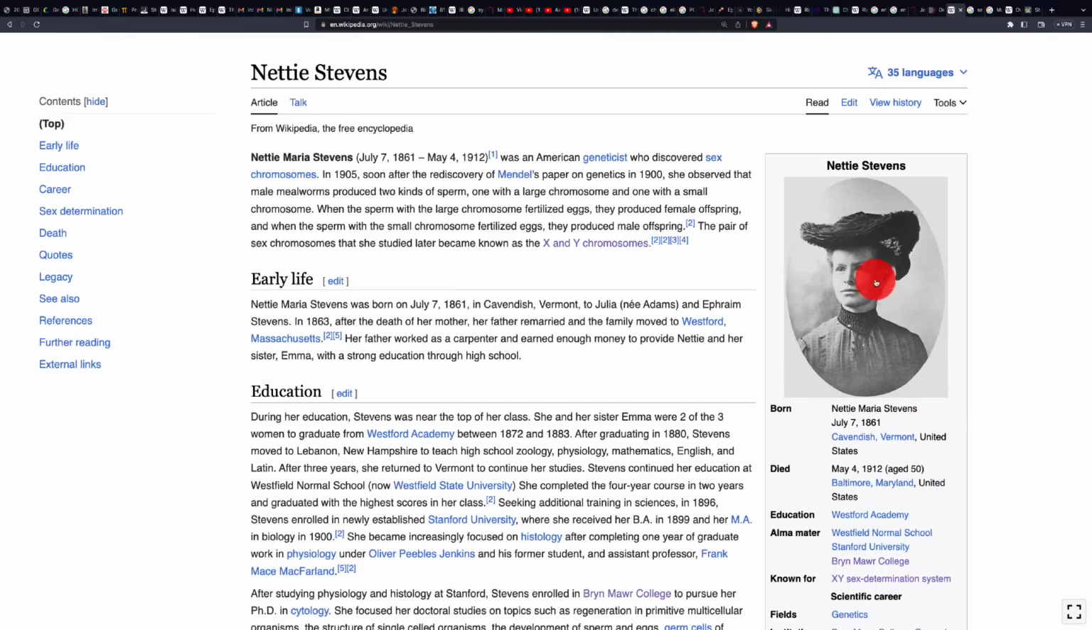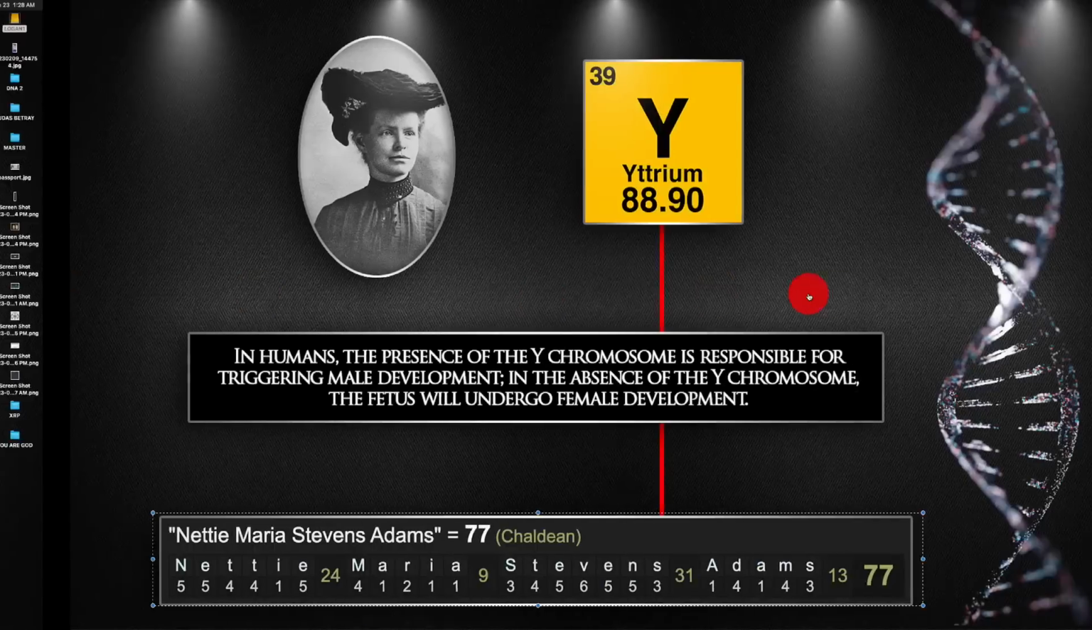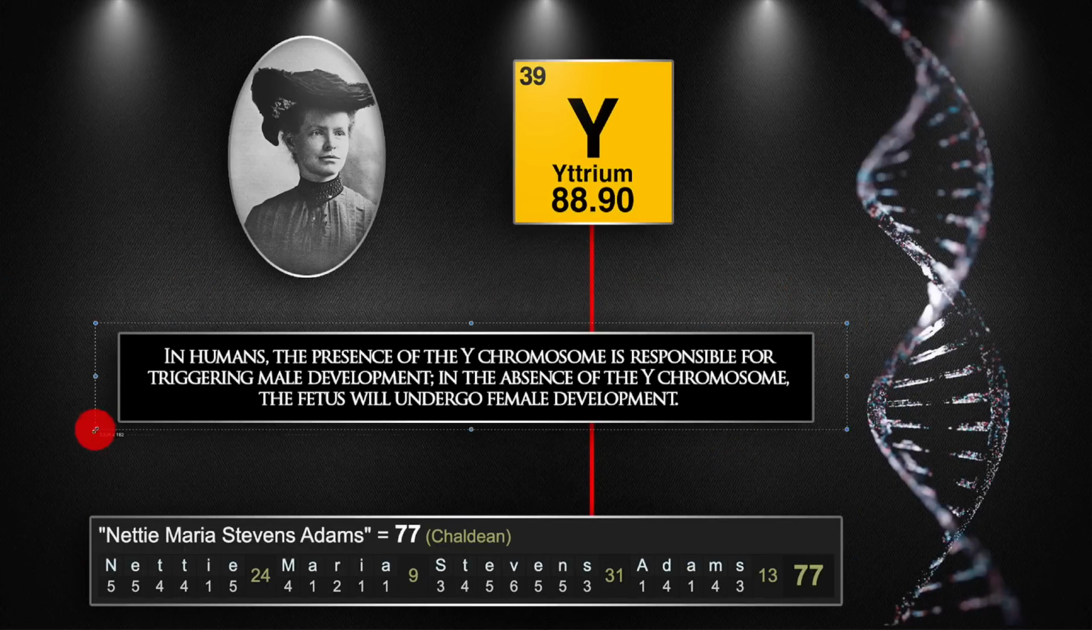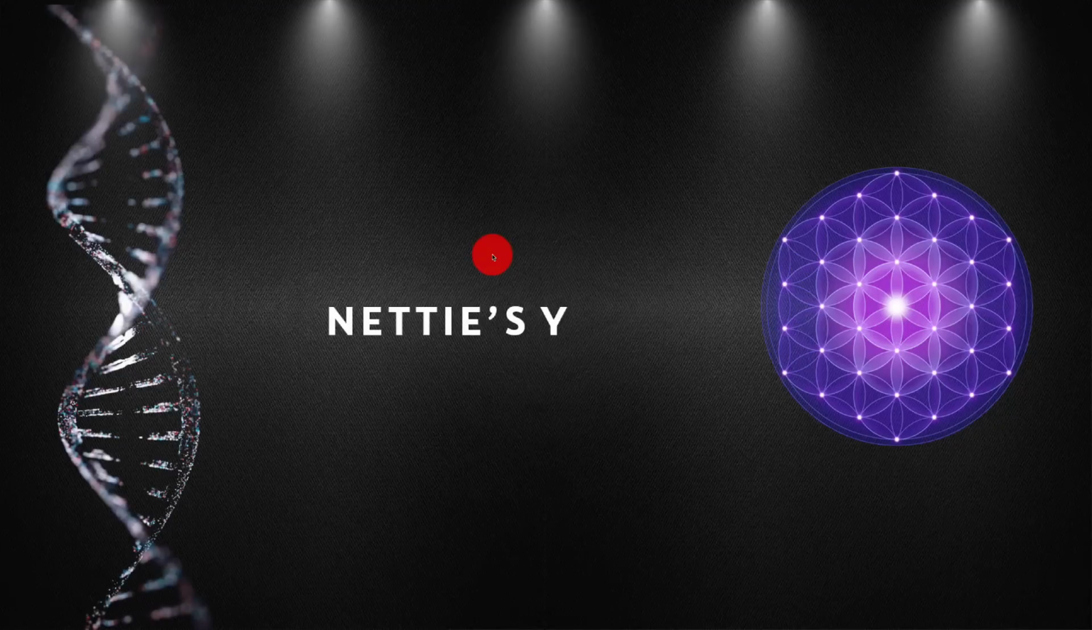But this is her claim to fame. Nettie Stevens. Right here. The presence of the Y chromosome is responsible for triggering male development. In the absence of the Y, you're going to have female, the XX. Male is XY. This lady was responsible for that. She discovered it. And there's the big Y. And that's why this topic's called Nettie's Y.